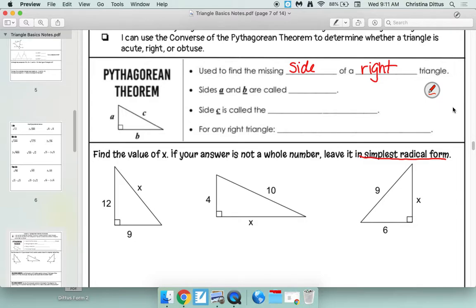A and B, we call the legs. They are different than the legs of an isosceles. How I like to think of it is they are the things that touch the right angle. So those legs make up the right angle. The C is the only side that doesn't touch your right angle. It's across from it. We call it the hypotenuse.